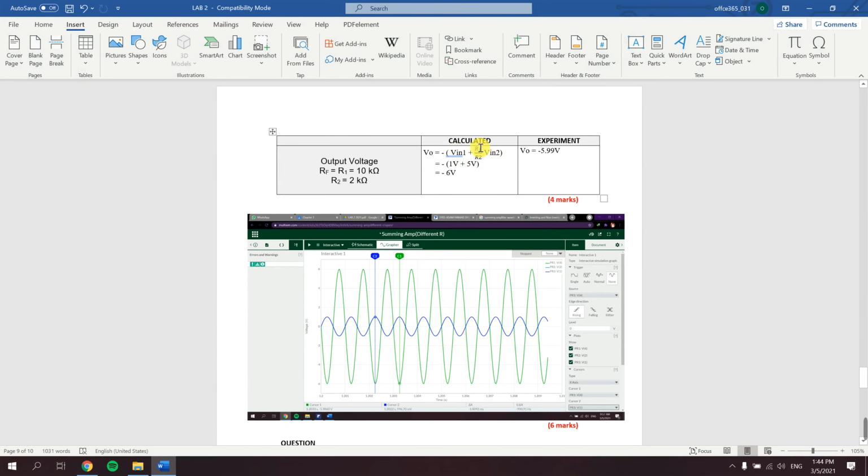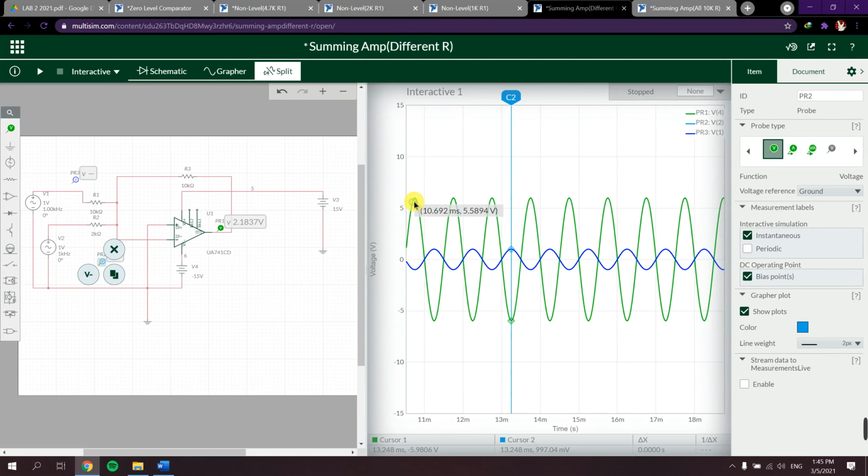But for V in 2, we have to divide RF by the resistor that is not the same as RF, which in this case is R2. RF is 10 kilo and R2 is 2 kilo, so we multiply that by 1 volt and get 5 volts. So we should get around negative 6 volts when the input is positive 1 volt. This is the summing amplifier when the resistance is different from RF.